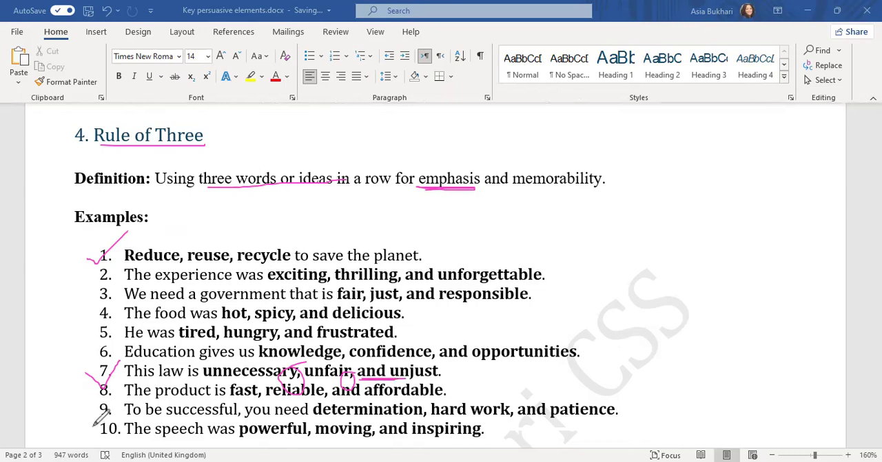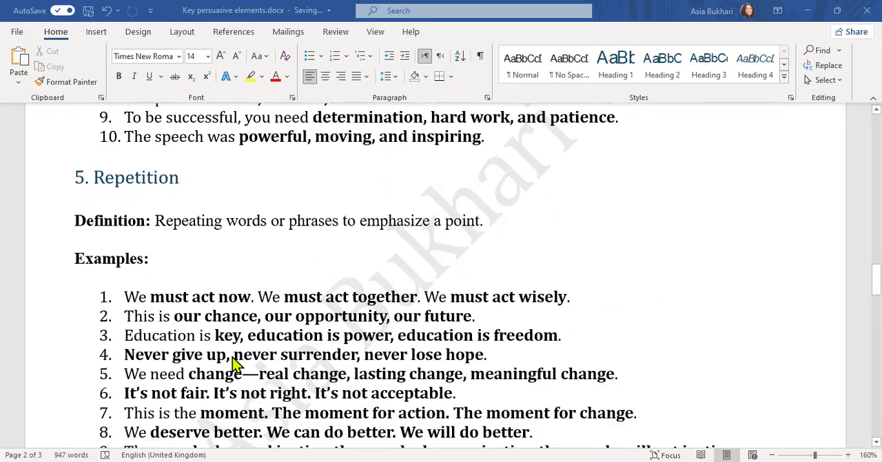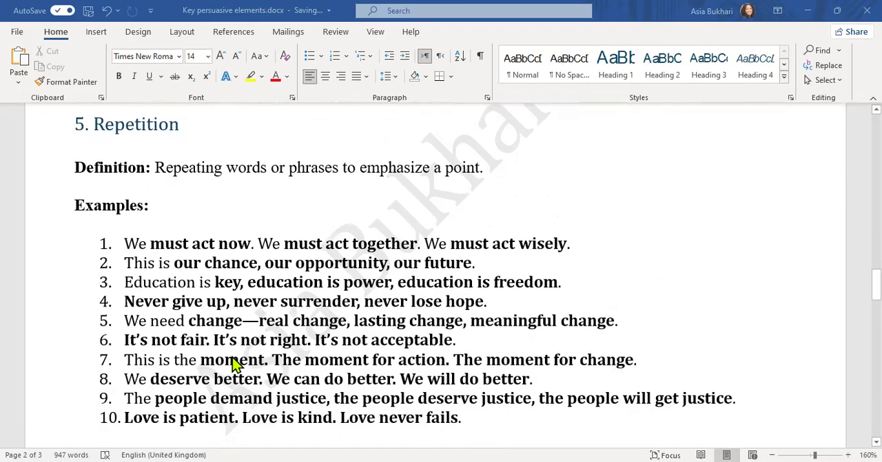The speech was powerful, moving, and inspiring. So you see that here again, the use of three words is really very effective. And by the way, if you are bringing these elements in your writing, then definitely your examiner is going to appreciate the idea that you know these persuasive elements, and by planning, you have brought them in your writing.